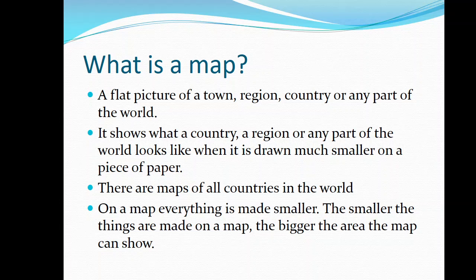On a map, everything is made smaller. The smaller the things are made on a map, the bigger the area the map can show. So when you are drawing, for example, your classroom, you have to reduce the size of the tables, of the chairs, of the doors, of the board, so that you can be able to fit your things or your object in a piece of paper.